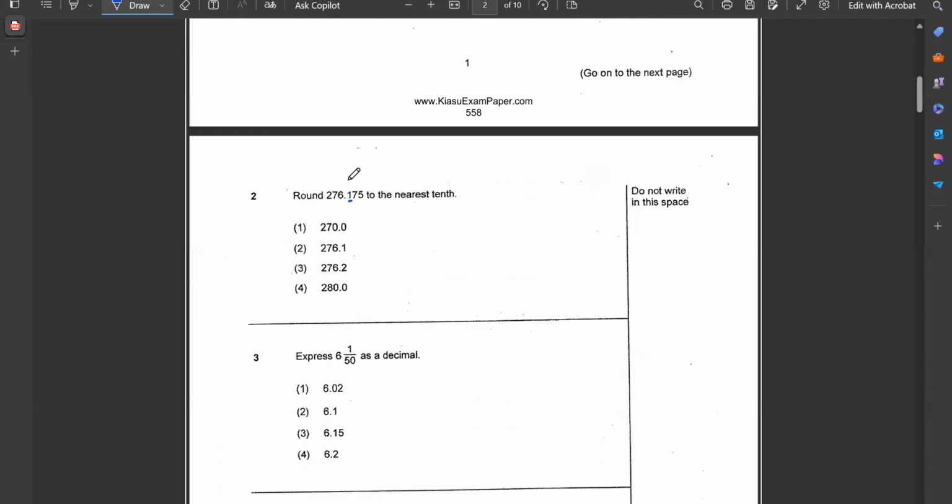Now, the next thing is to look at the neighbor on the right-hand side. The neighbor is 7. Okay, so we have to identify whether 7 is a strong or a weak neighbor. Can it help the 1 to level up? All right, so 7 is a strong number, so definitely this 1 will level up to become a 2. So your option should be 276.2, which is option 3.